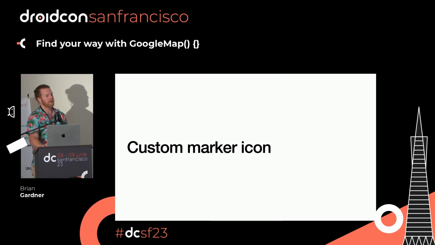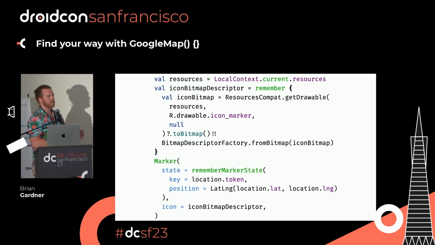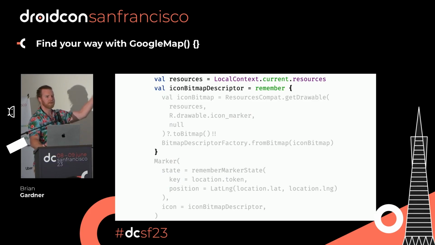Now, another thing is, most apps probably are not going to be okay with the default Google Map marker icon. They're going to want to style it in some way, so you're going to want that to be custom. This one is a little odd, I'll say, just because Google Maps doesn't operate on a drawable or a resource ID or anything like that. It requires you to create a bitmap descriptor, which as far as I can tell is only really used in this maps area. So walking through this, we load our resources from our local context.